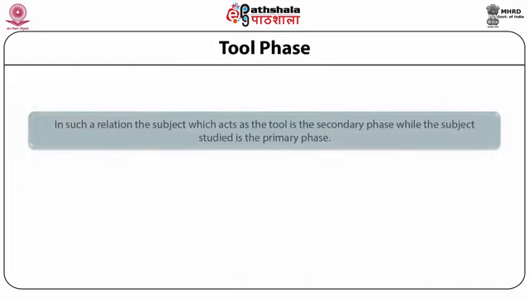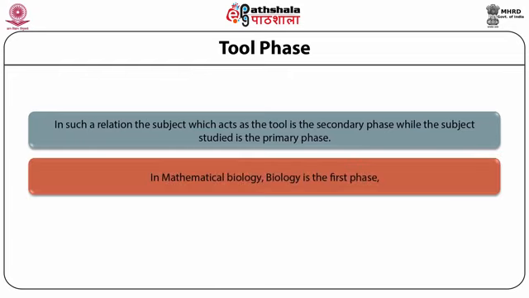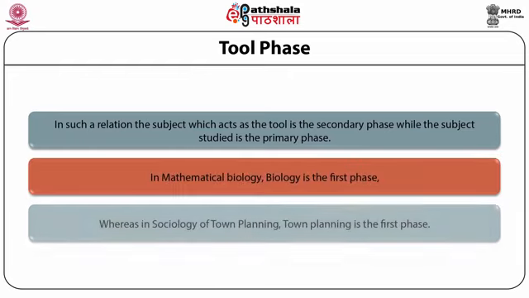Tool phase. In such a relation, the subject which acts as a tool is the secondary phase, while the subject studied is the primary phase. In mathematical biology, biology is the first phase, whereas in sociology of town planning, sociology is the first phase.